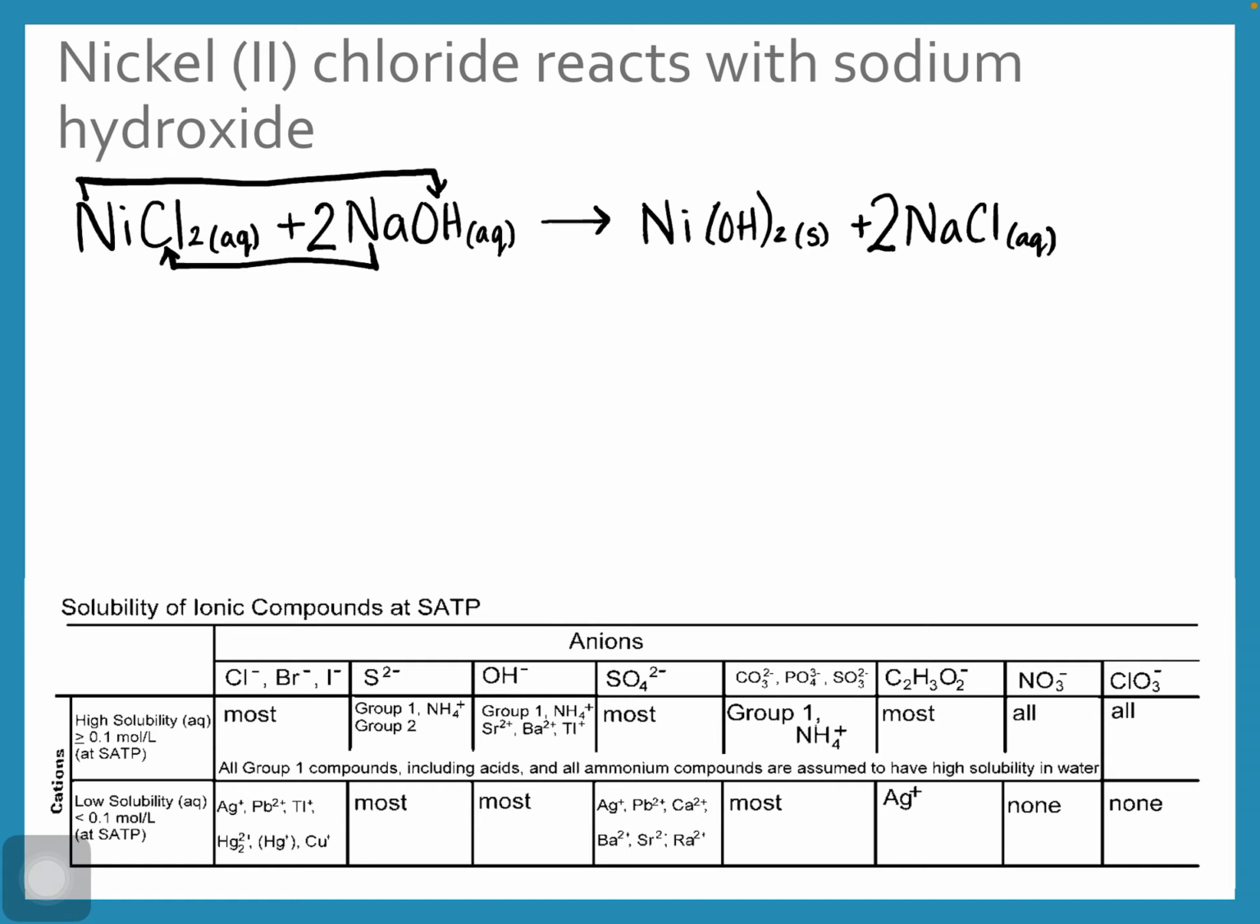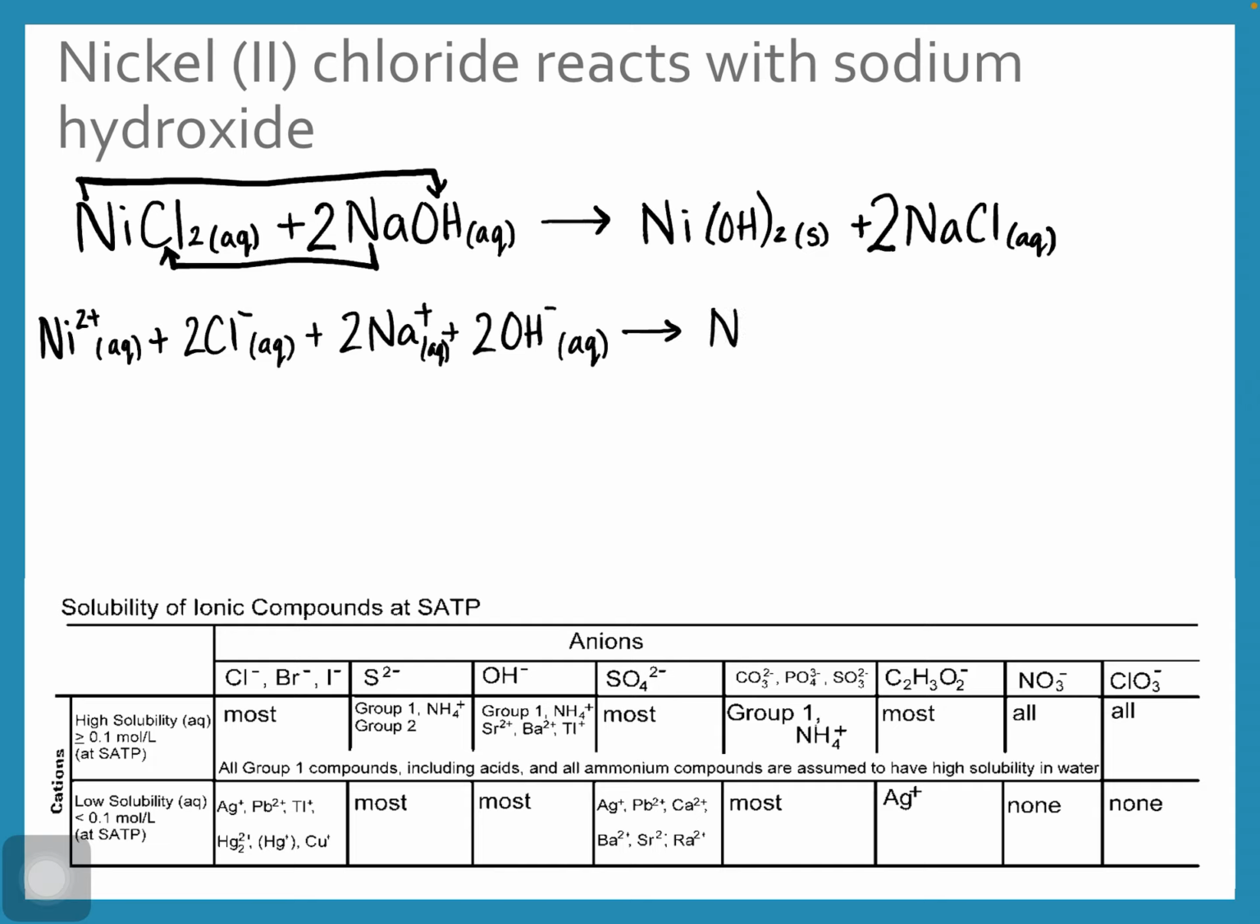The next step then is to dissociate anything that is aqueous. So I have nickel 2 plus ions, 2 chloride ions, 2 sodium ions, and 2 hydroxide ions. And then I produce the precipitate nickel hydroxide, and 2 sodium ions and 2 chloride ions.